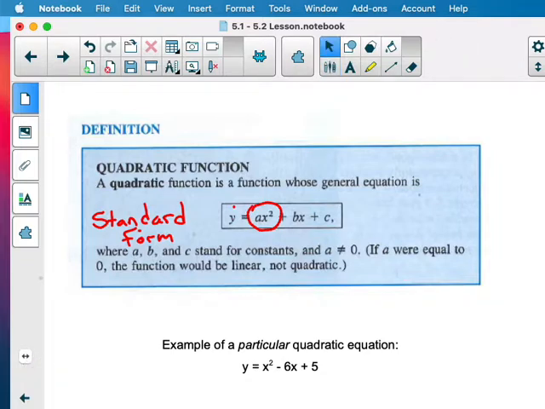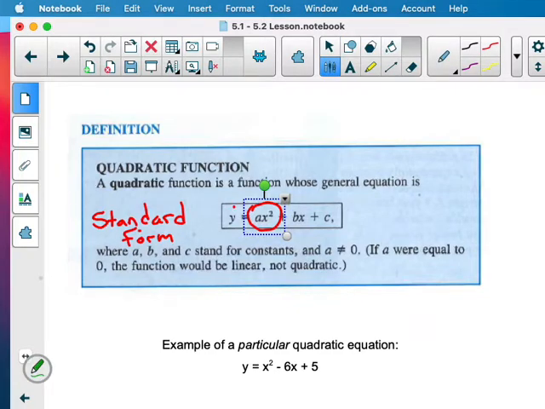Specifically, it's the x squared, x to the second power there. That exponent of 2 is what makes it quadratic. It's the largest positive exponent. So we call this the quadratic term in a quadratic function. And then over here, this is the next term. This is the linear term. And then lastly, this is the constant, okay?